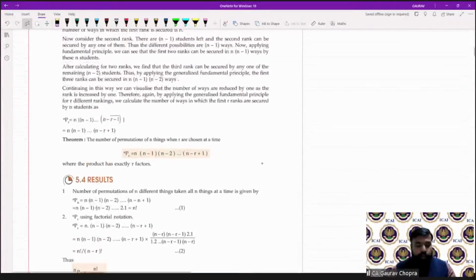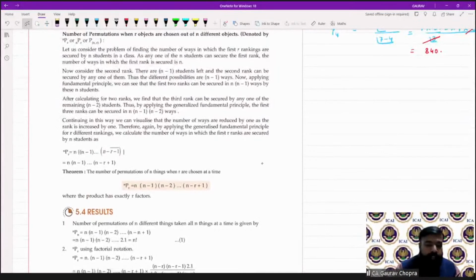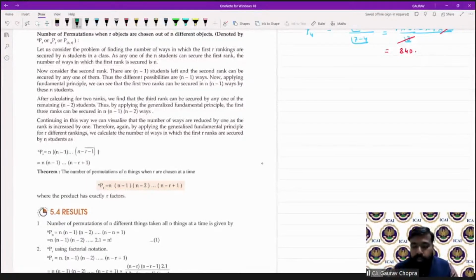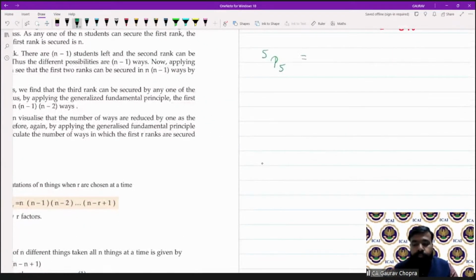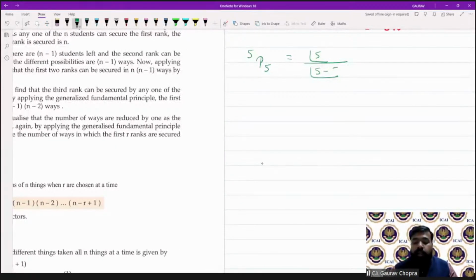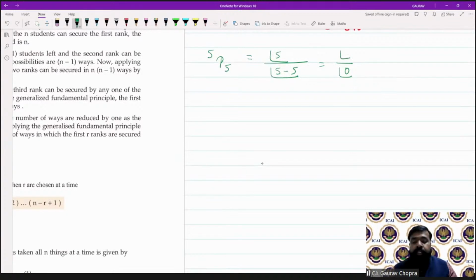Now let's solve some more. Let's say we are given 5P5. Then how to solve? Factorial 5 upon factorial 5 minus 5. 5 minus 5. So in the denominator, what is left? Factorial 0. And in the numerator, factorial 5. Now, since factorial 0 we have done, it is 1. And factorial 5 we already know, it is 120. So 120 by 1 becomes 120.